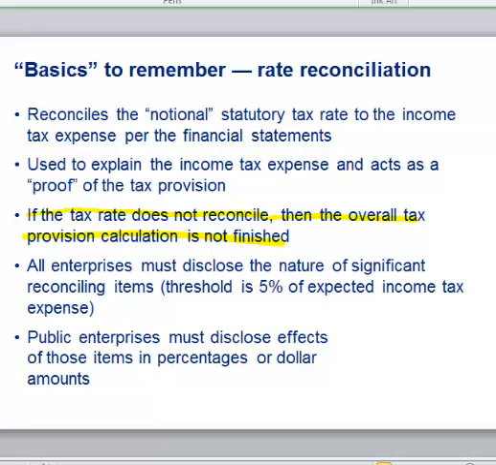Okay? You have to do step 1, 2, and 3. You have to come up with journal entries. You have to do a rate rec, and it all has to work. Meaning the rate rec, you have to be able to reconcile between the statutory rate and the provision to the effective rate. Okay? That's key.